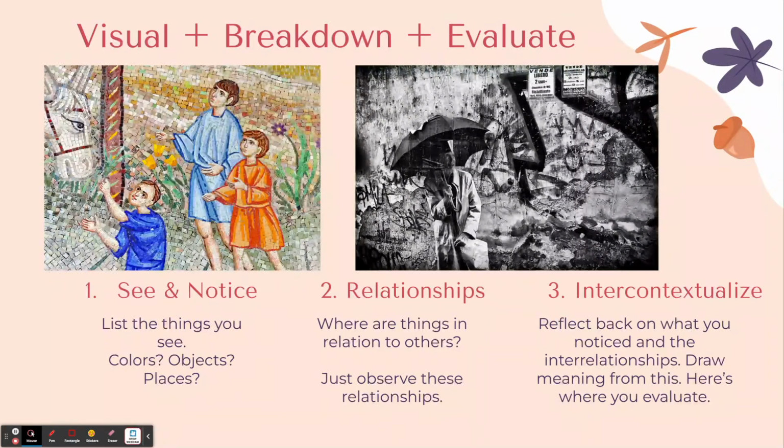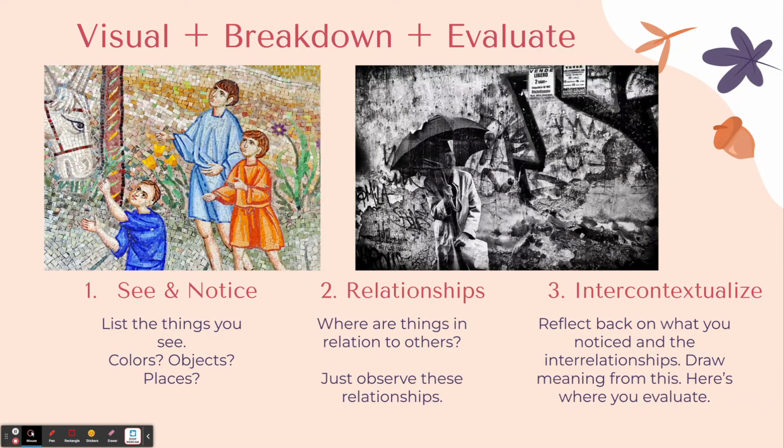Here's what I mean. When we break down and we evaluate, we're going to just quickly say what we see. So let's start with the image on the left. And I simply see three children with a horse. One sentence. Then I'm going to sit there and break it down piece by piece. I'm going to list the parts.